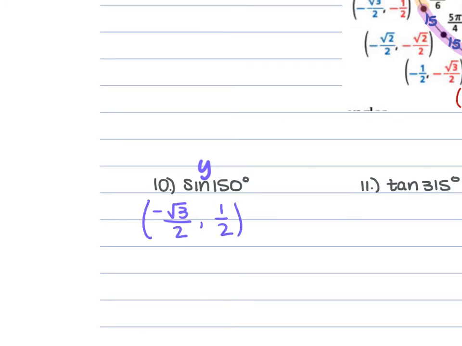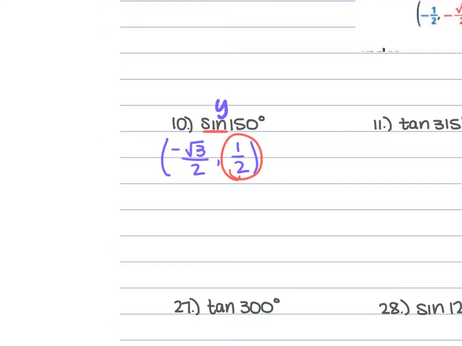If we are working just with the sine, we're taking just the y value, not the x, the y value from this ordered pair. So the sine of 150 degrees is equal to 1/2.